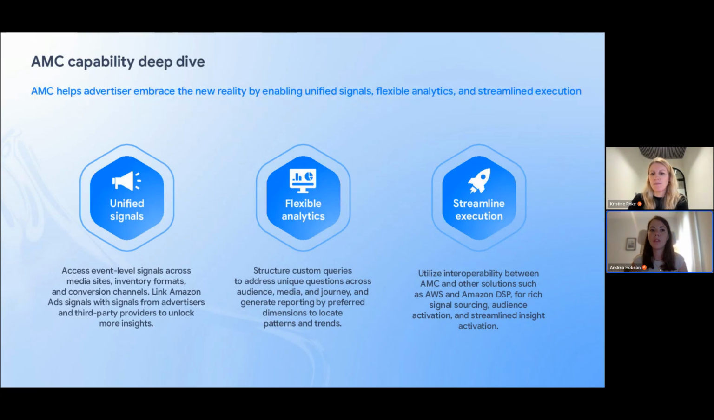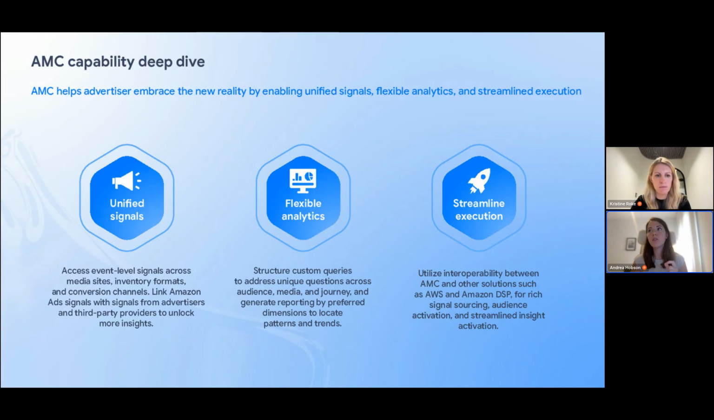So these unified signals. AMC will provide you access to event level signals across Amazon's media sites for ad formats and conversion channels, and also will link those ad signals to the pseudonymized data or to your first-party data, and also third-party data providers. This unified view will create a richer and more comprehensive view of media and of the performance and what's possible with all of the reports.